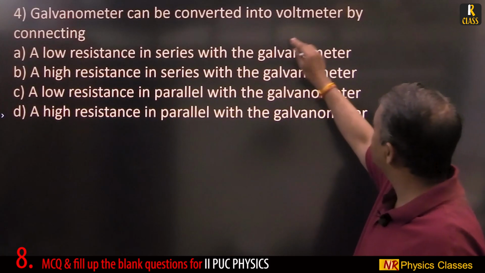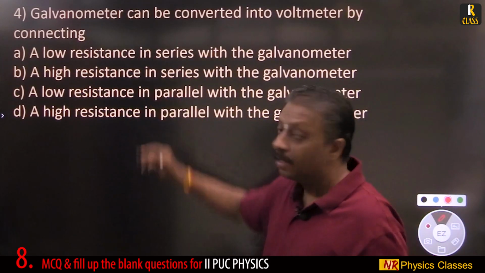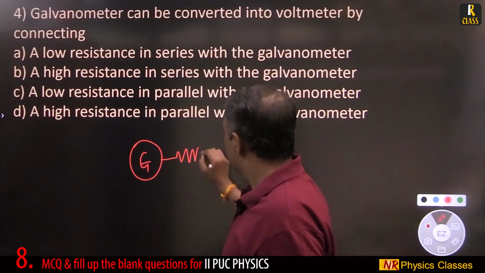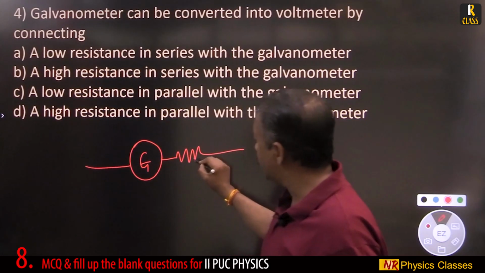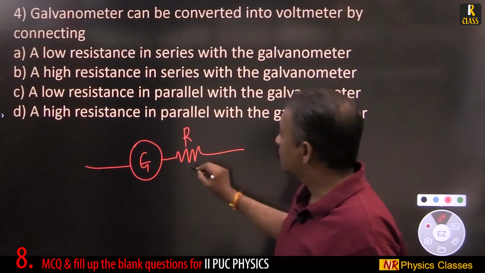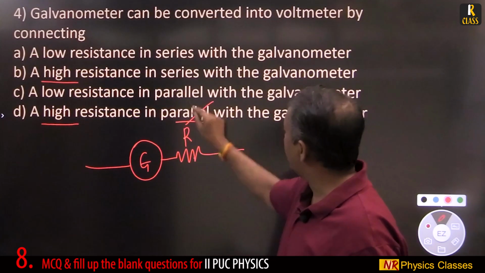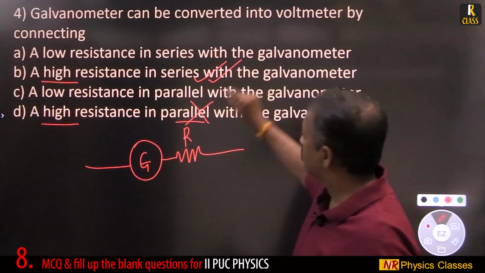A galvanometer can be converted into a voltmeter by connecting a suitable high resistor in series. So high resistance in series, not parallel. So it is B.